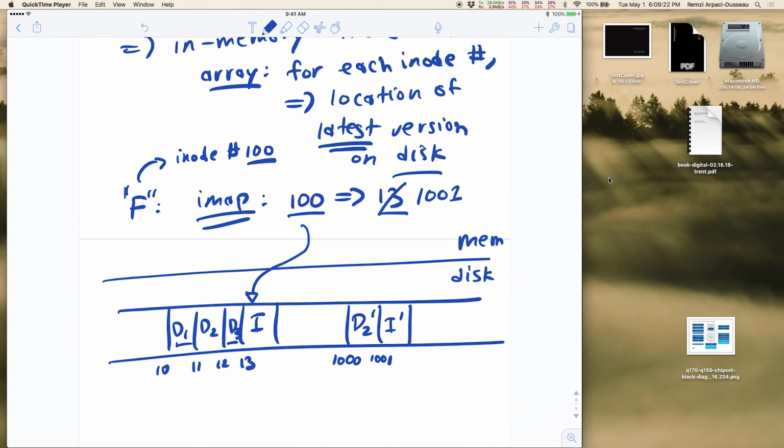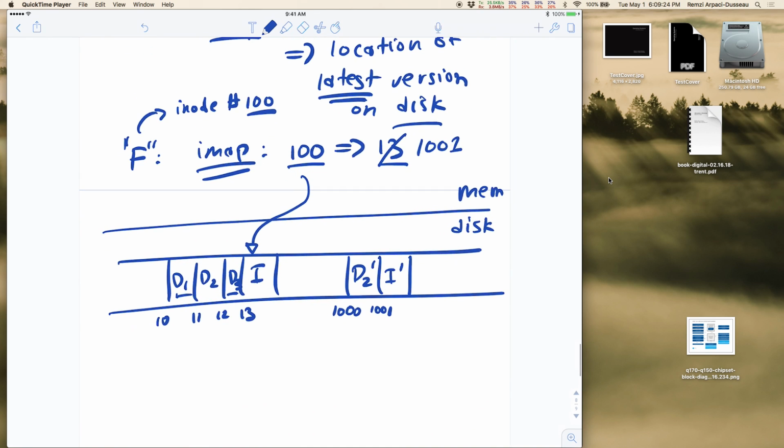This inode map, or IMAP, is going to tell us that, and it's in memory. And it's actually not that big. If you have millions of inodes active in a file system, you're just talking about something like 4 bytes for each one to tell you where it is. Not that big of a structure.